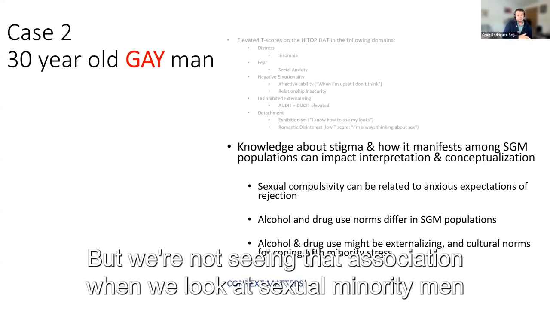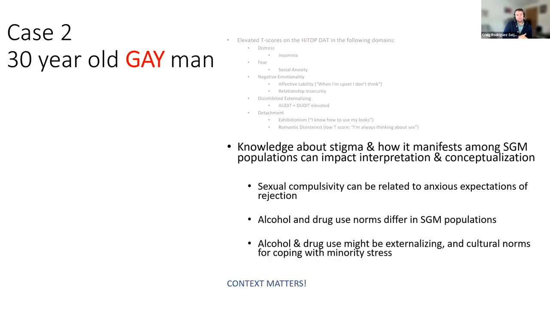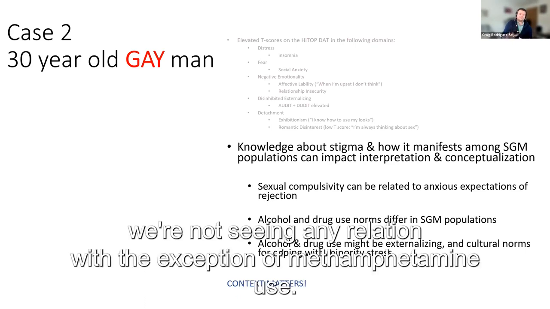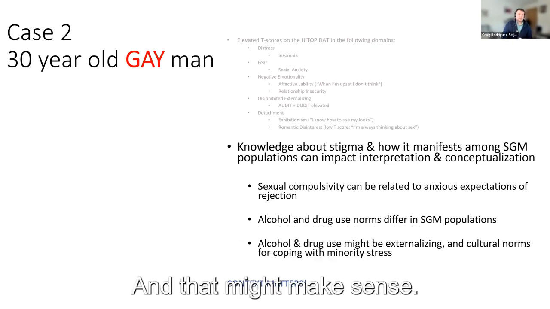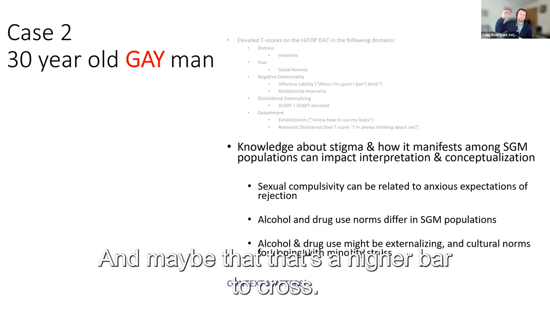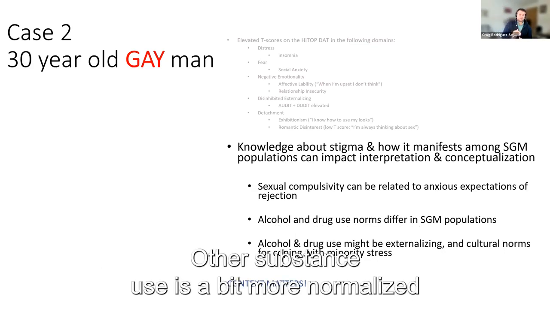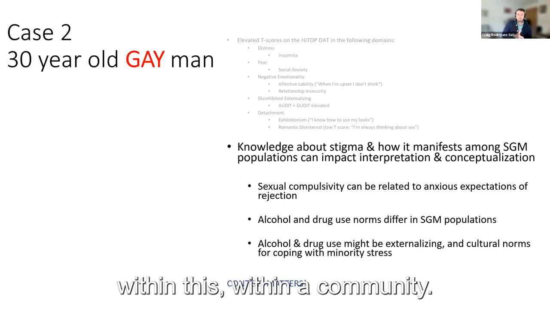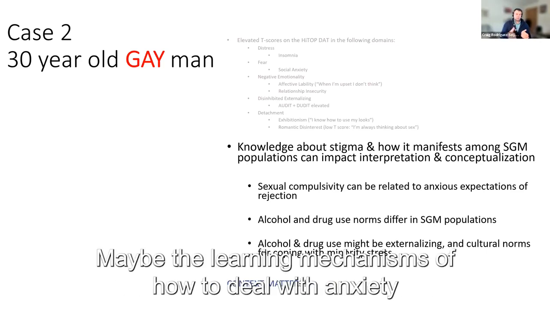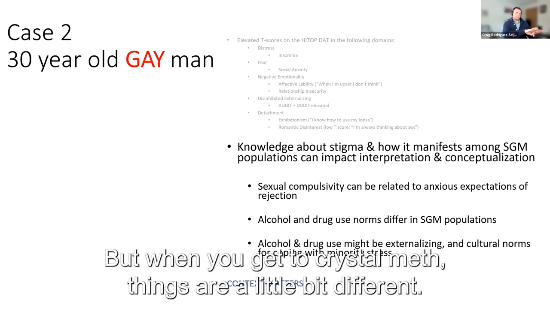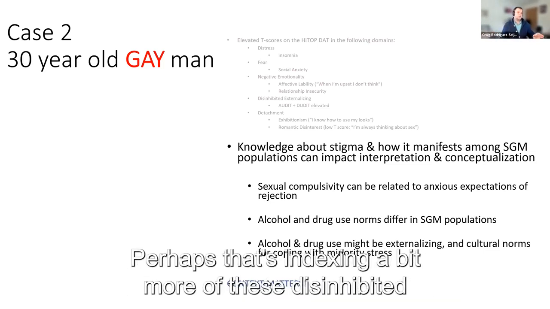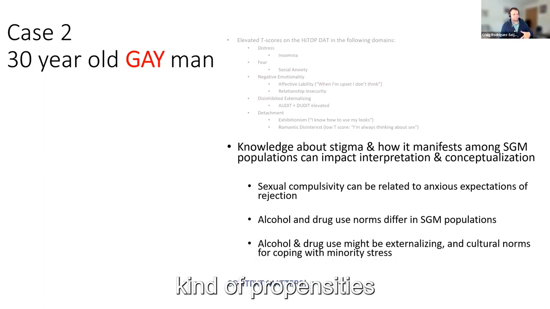But we're not seeing that association when we look at sexual minority men. We're not seeing any relation with the exception of methamphetamine use. And that might make sense. It might be that that's a higher bar to cross. Other substance use is a bit more normalized within a community, and maybe the learning mechanisms of how to deal with anxiety is related to the substance use. But when you get to crystal meth, things are a little bit different. Perhaps that's indexing a bit more of these disinhibited kind of propensities.